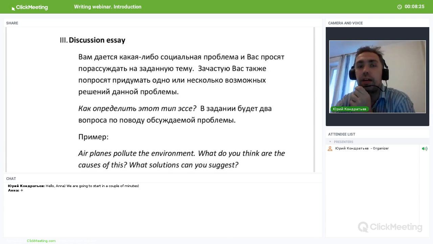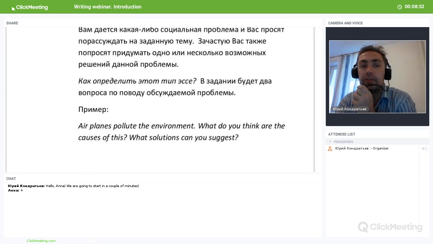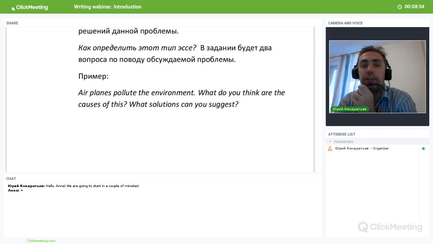So the third type is a discussion essay. You're given a social problem and you're asked to discuss it. As a rule, quite frequently, you also have to think of one or several possible solutions of this problem. So the way to identify this type of essay is that you'll be given two questions on the topic at hand. Here's an example. Airplanes pollute the environment. What do you think are the causes of this, and what solutions can you suggest?